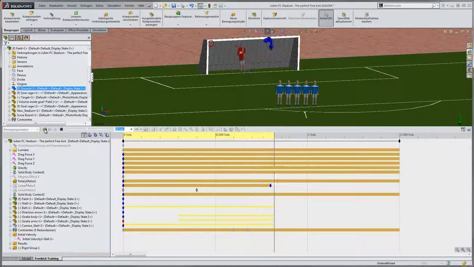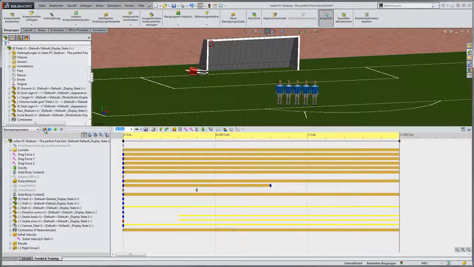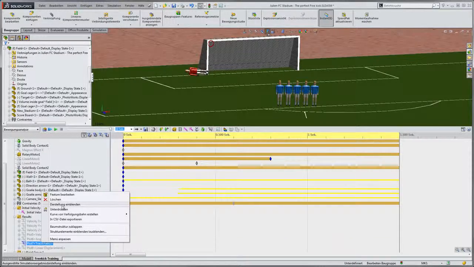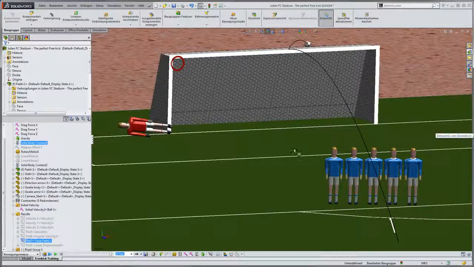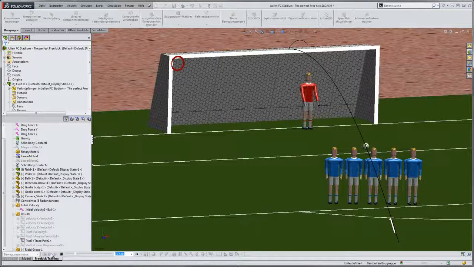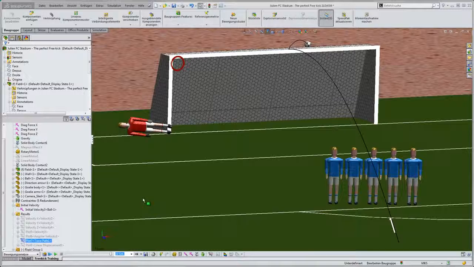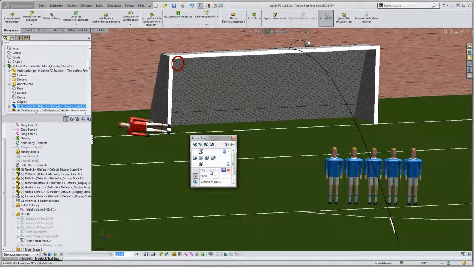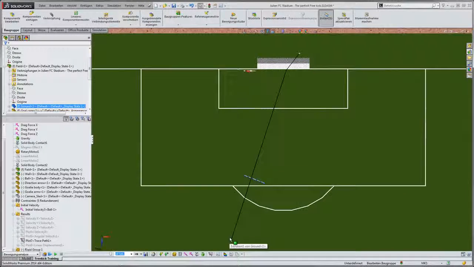For a better visualization, I can activate the flight path of the ball to have it drawn on the screen as a line. I'm going to suppress the study details to have a better view of the free kick and how the ball hits the crossbar. From the top, we see that the flight path of the ball is a straight line. But we have more, of course, even more results to talk about.